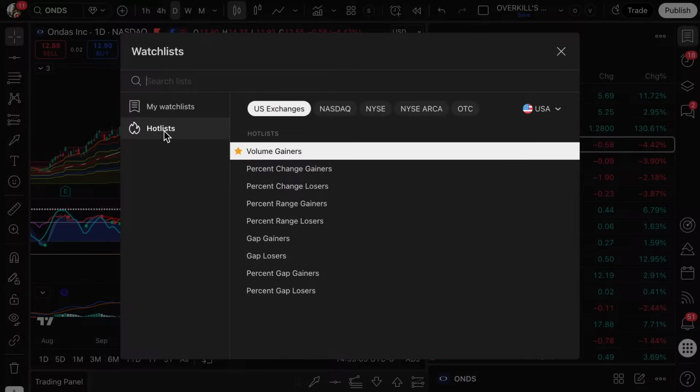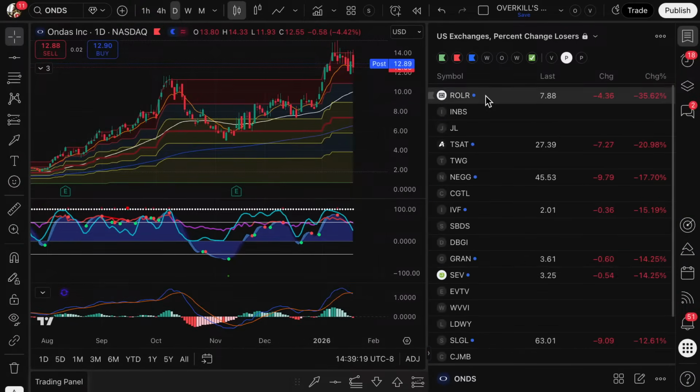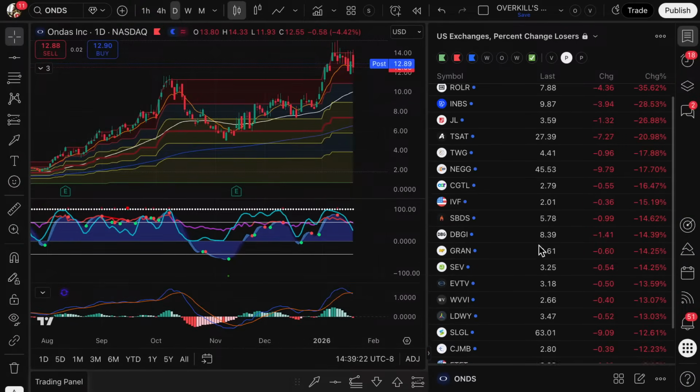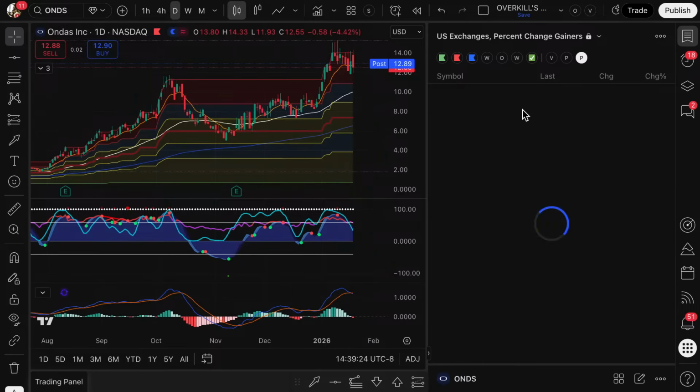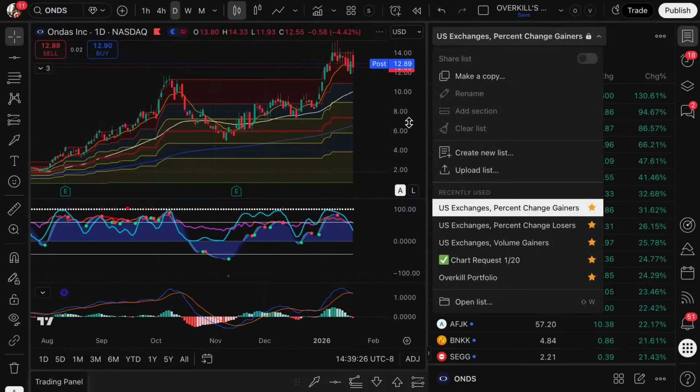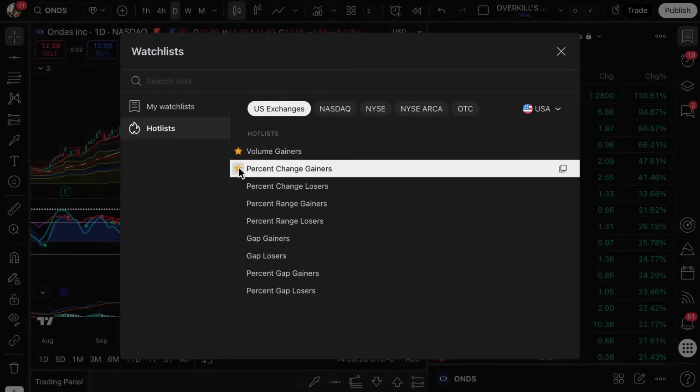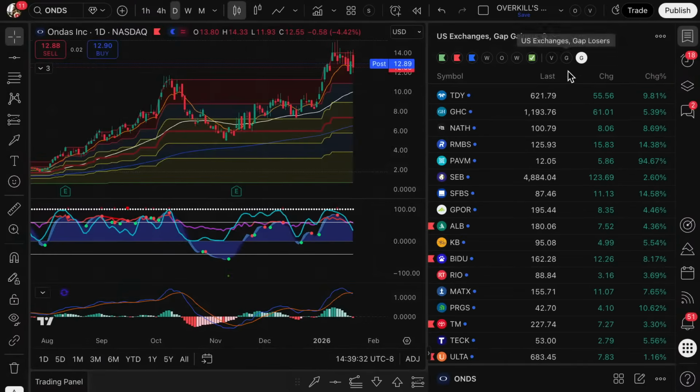But if you go over here to Hot Lists, I like to track the volume gainers, the percentage change losers, and the percentage change gainers. Those will tell you which ones are dropping the most, or gapping up. You could also track the gap ups. I actually like the gap gainers and the gap losers better.